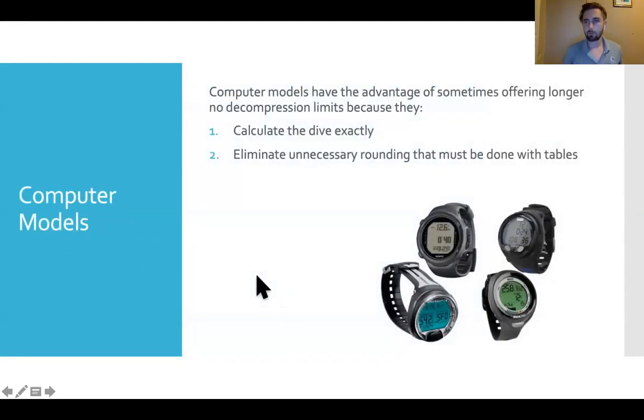Now, with dive computers, there's a couple advantages that we're going to get from them. A lot of the time, it seems like we're getting longer dives using a computer than if we were doing our calculations with a dive table. And that's basically because it's calculating the dive exactly. It's an up-to-date multi-level profile. And it's going to eliminate any of the rounding that we might have to do if we use a dive table where they don't have every meter or every time, and you're rounding to a more conservative factor sometimes.